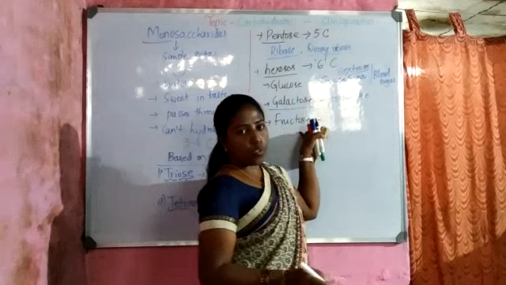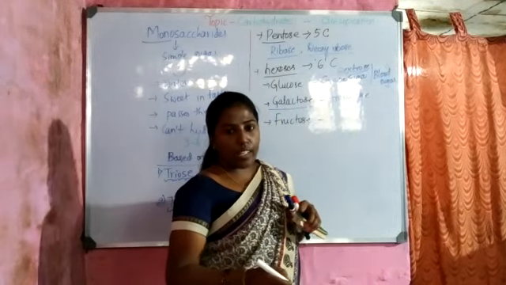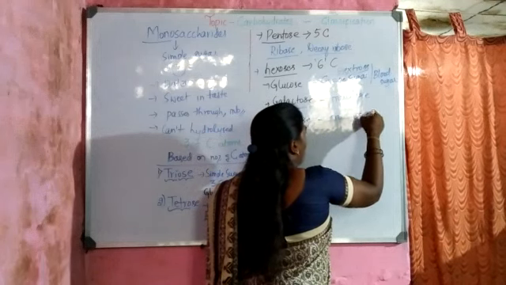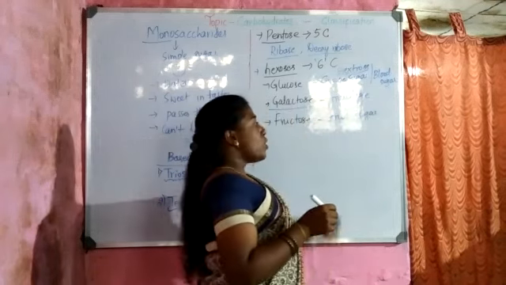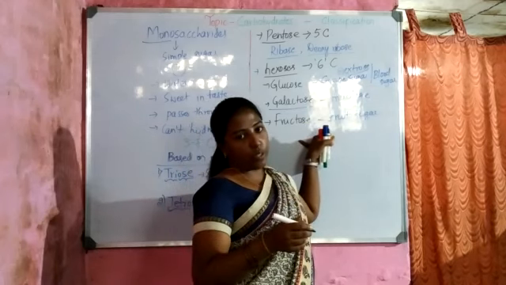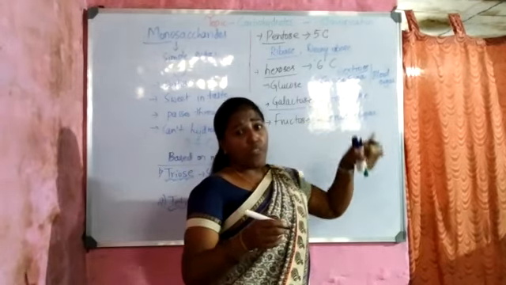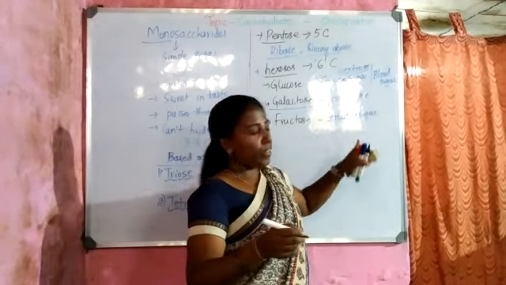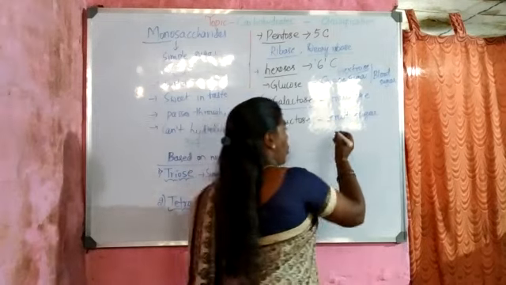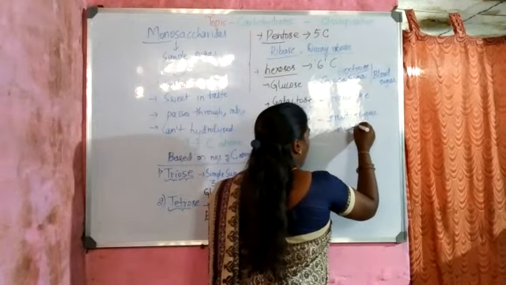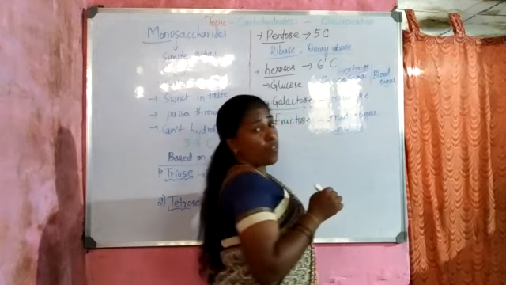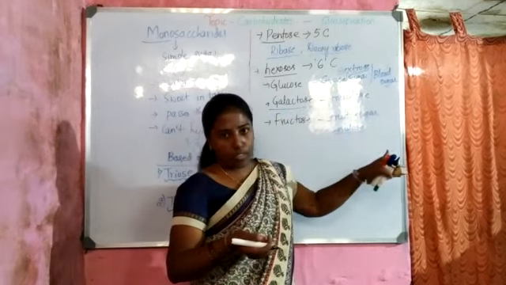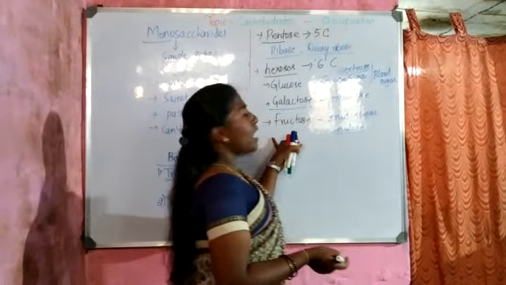The next is fructose. Fructose is commonly called fruit sugar, because fructose is found in major cases in the fruits, hence the name fruit sugar, except grapes. It is also called levulose because of its levorotatory nature. So this is regarding the hexoses.